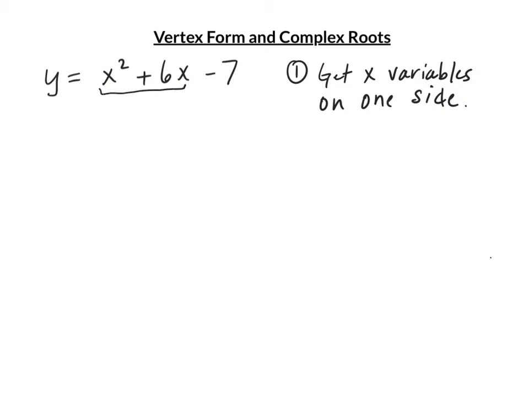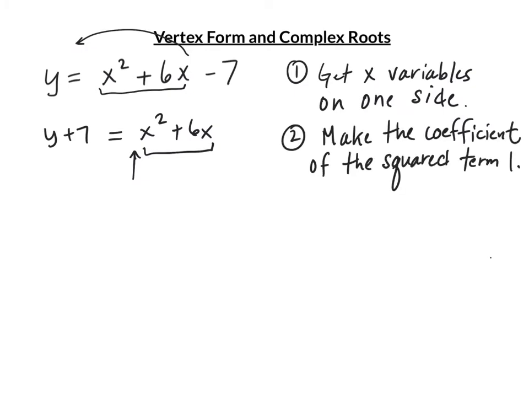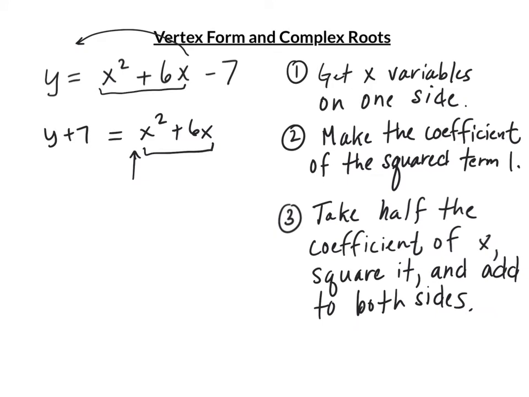So I want these things on one side, and I move the 7 over with the y. So I'm going to add 7 to both sides, and I get y plus 7 equals x squared plus 6x. Now what I'm going to do is make this a perfect square. I do need to point out that you need to make sure the coefficient of the squared term is 1. In this case, there already is 1, so you're good to go. Next, take half the coefficient of x, square it, and add it to both sides. We'll take half of 6, that's 3, square it, that's 9, and add 9 to both sides.